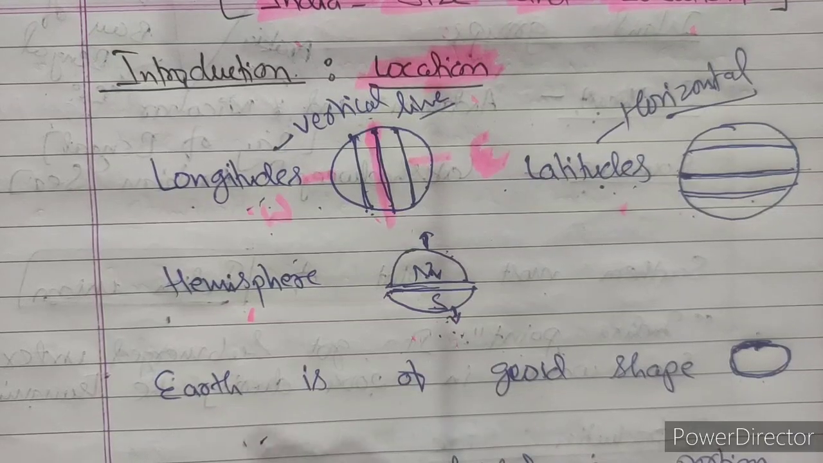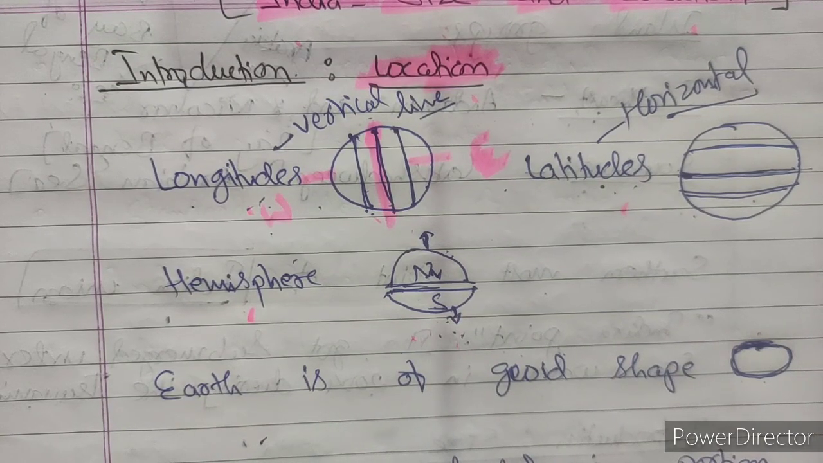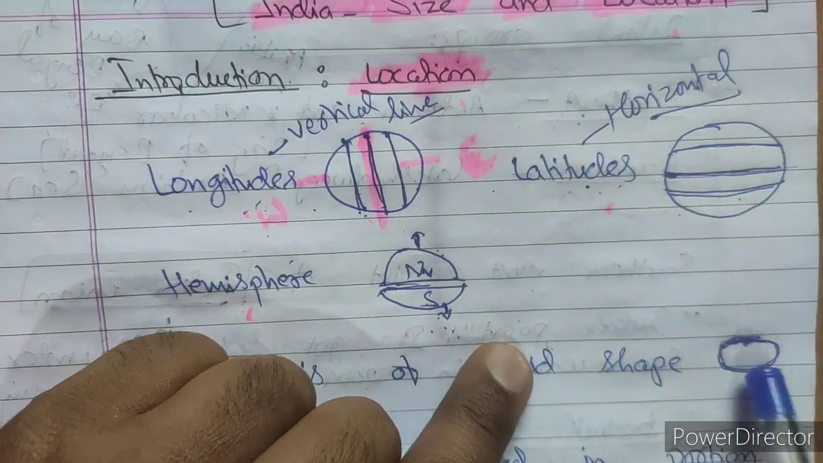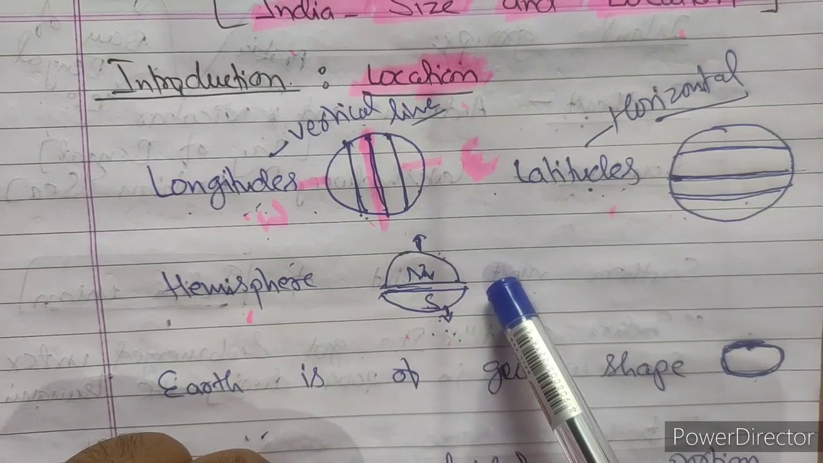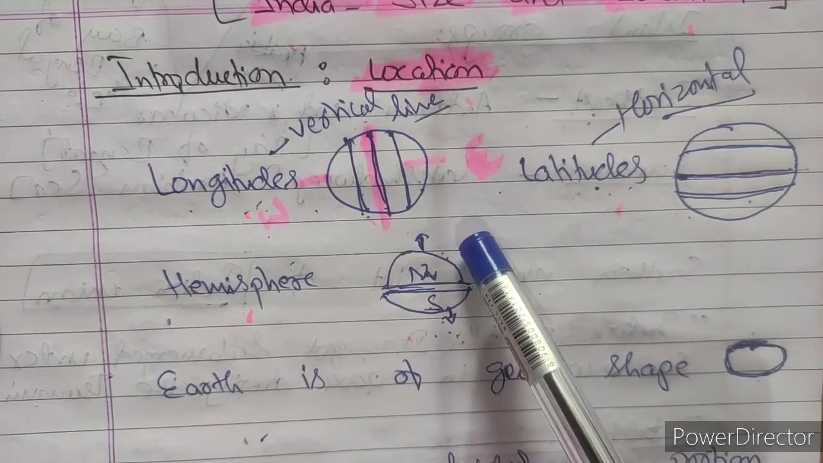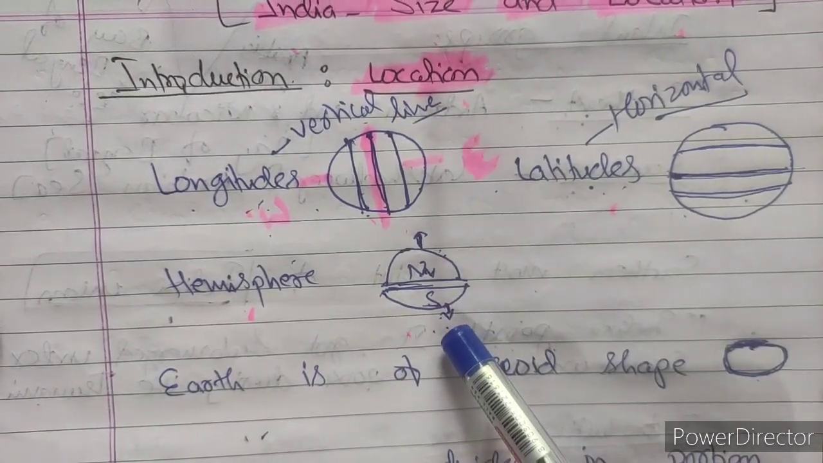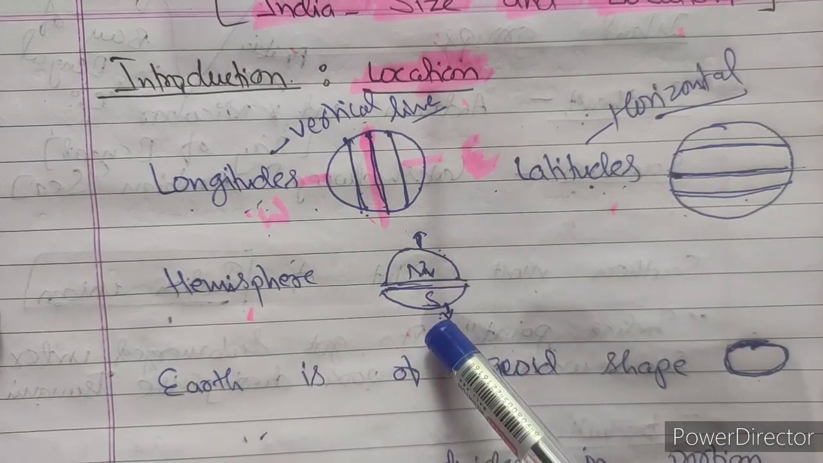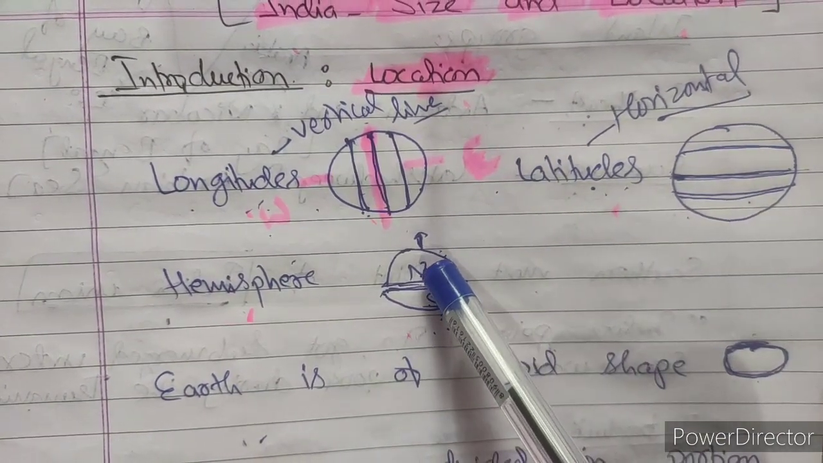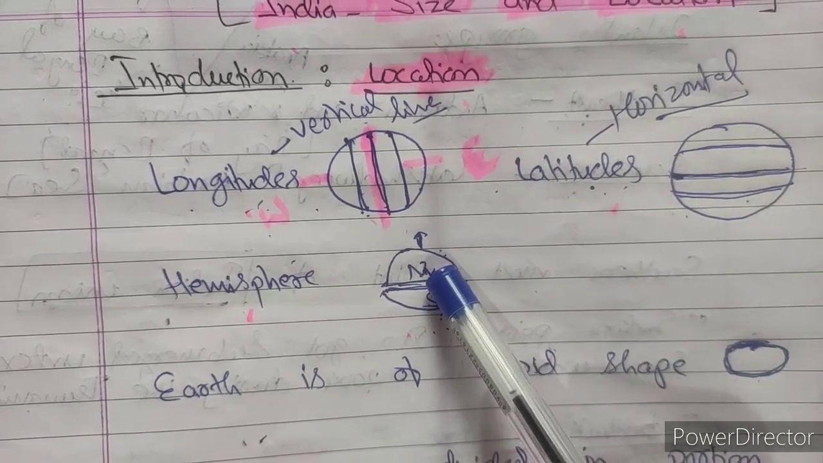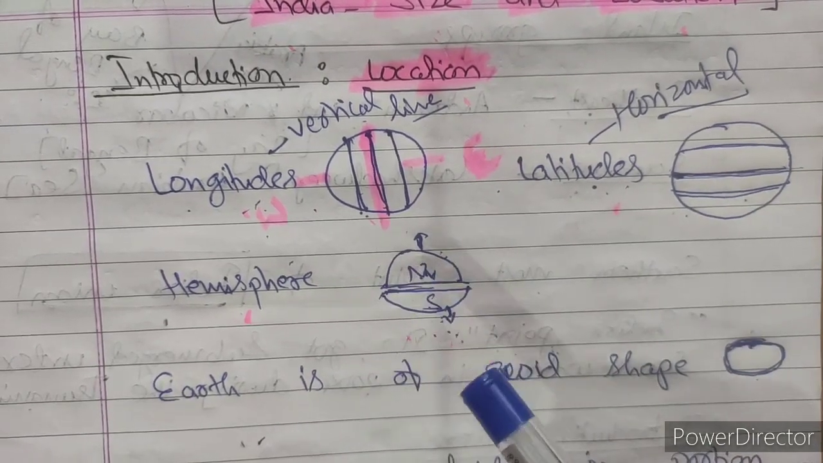The whole earth, which is a geoid shape, not a full round shape but a kind of geoid shape, is divided into two equal parts. One is the northern hemisphere and one is the southern hemisphere. This side is the northern hemisphere, this side is the southern hemisphere. India lies fully in the northern hemisphere. So the hemisphere is clear to you.